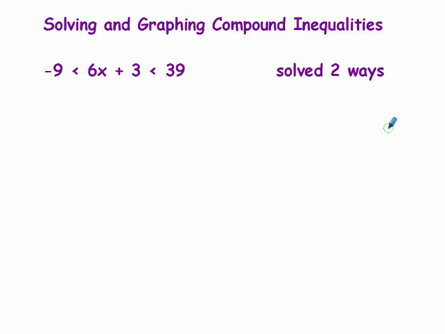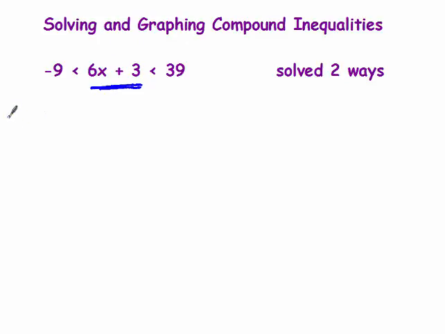This inequality is a conjunction because it's connected. I'm going to show you how to solve it 2 different ways. First is I'm going to break it up into the 2 parts. And if you break it into the 2 parts, this whole expression right here has to stay as 1. You can't just split it down the center.